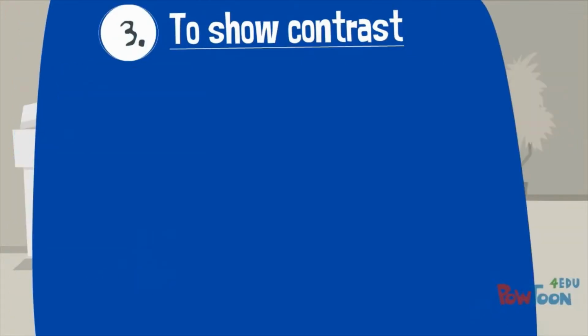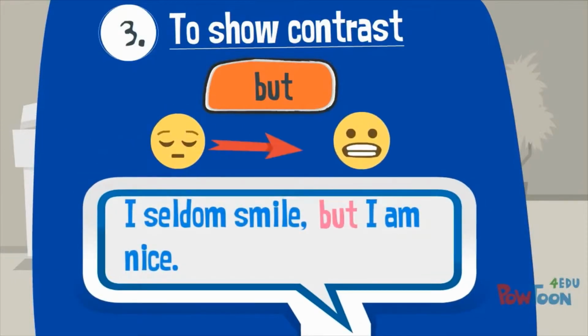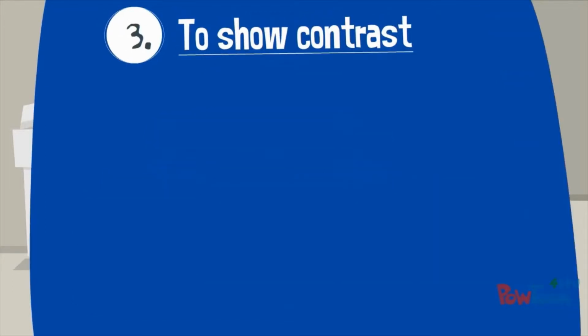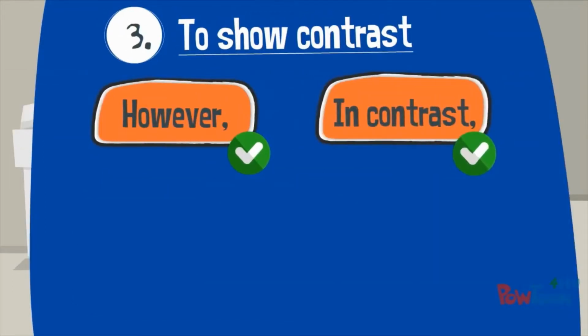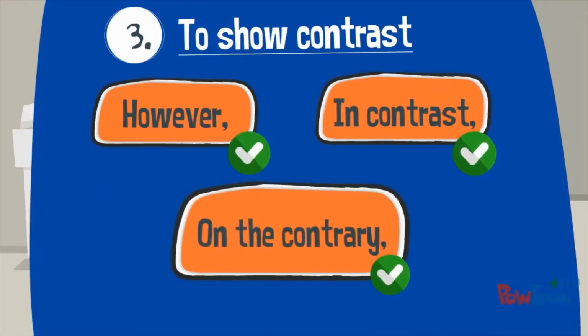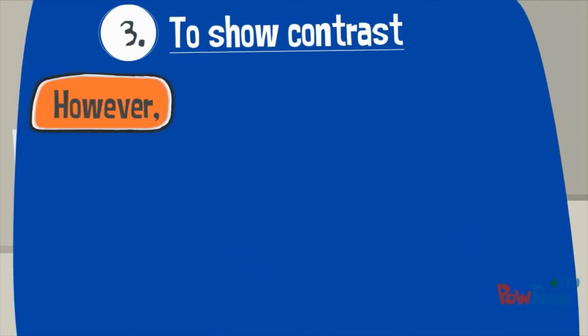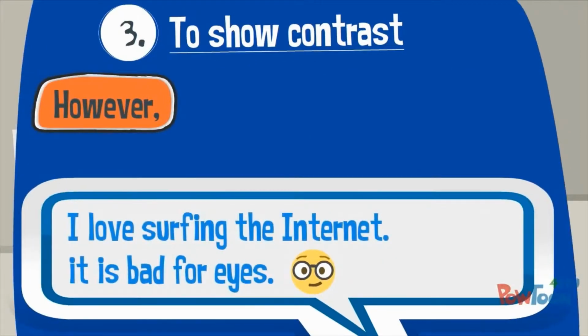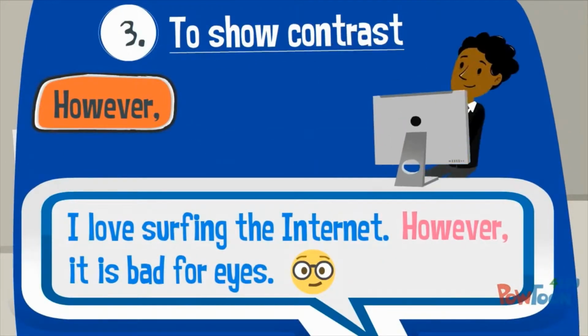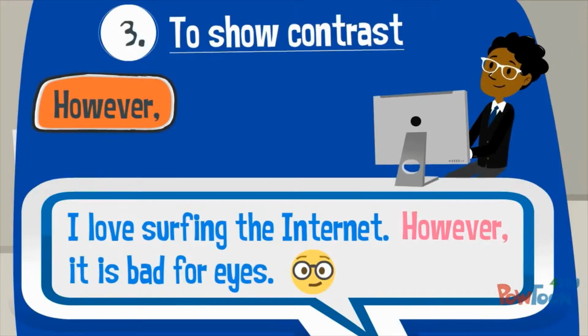Next, we usually use "but" to express contrast. For example, I seldom smile, but I am nice. Besides "but", we can use however, in contrast, and on the contrary, at the beginning of the second sentence. For example, I love surfing the internet, however, it is bad for eyes.